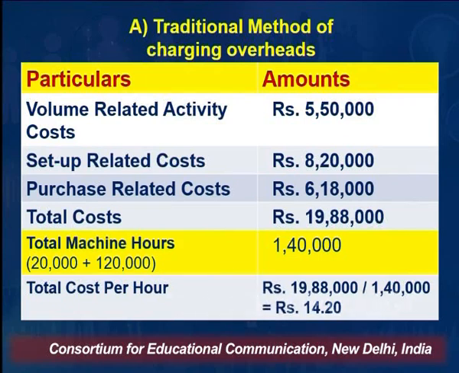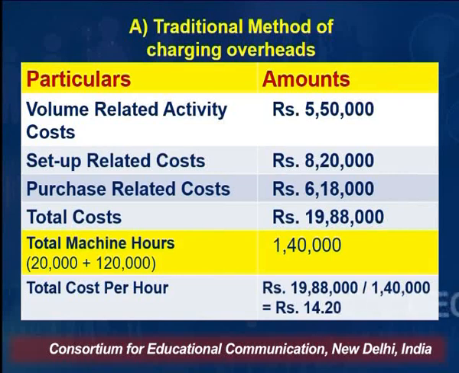So let us quickly solve this question on the basis of the traditional method of charging overheads. I have simply represented all three costs, whatever was given in the question: volume related activity cost 5,50,000, setup related cost 8,20,000 and purchase related cost 6,18,000. When you sum these three, you find a total cost of 19,88,000. And if we have to allocate this on the basis of machine hour, very simple. We have to first find the total machine hours. For both products A and B, total machine hours come to 20,000 plus 1,20,000, that is 1,40,000 hours.